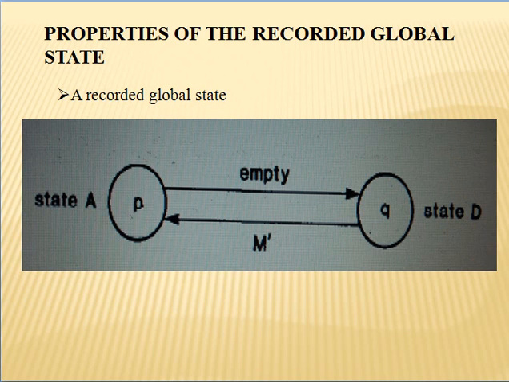The recorded global state, which here you can take as S star, is shown here. It is clearly observed that the global state S star recorded by the algorithm is not identical to any of the global states S0, S1, S2 and S3 that I have already shown, which occurred in the computation.